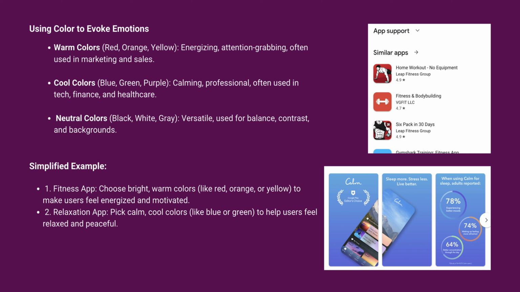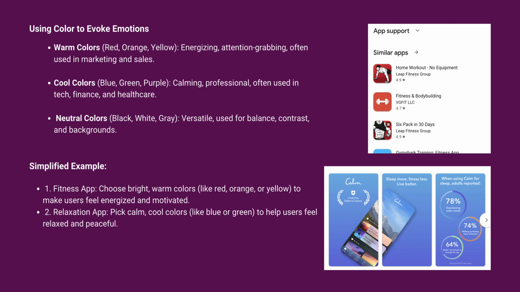On the right hand side, I have some application icons. If you look at them carefully, you'll notice that they utilize the warm colors. Cool colors like blue, green, and purple signify calming, professional. These are often used in tech, finance, and healthcare. Blue color can also signify trust.